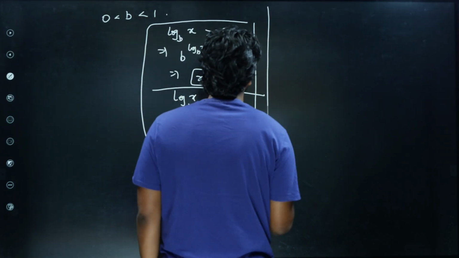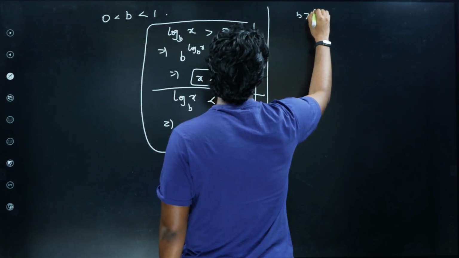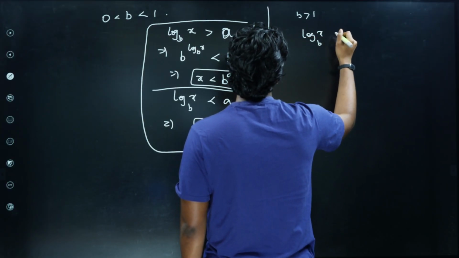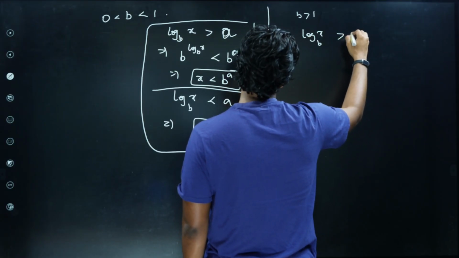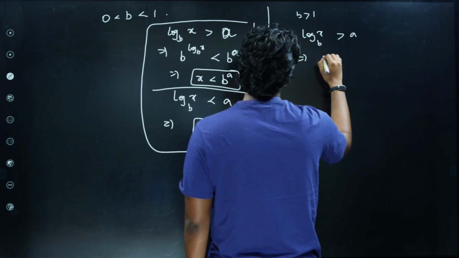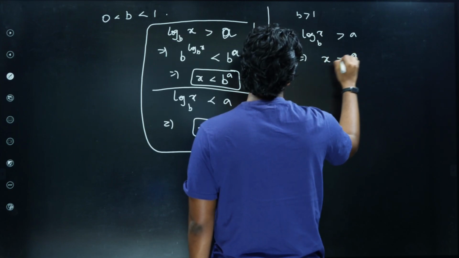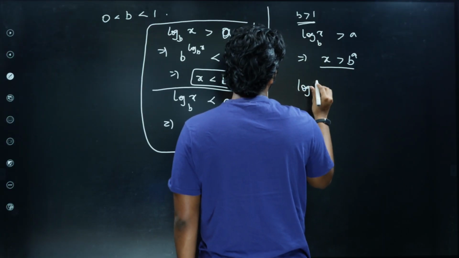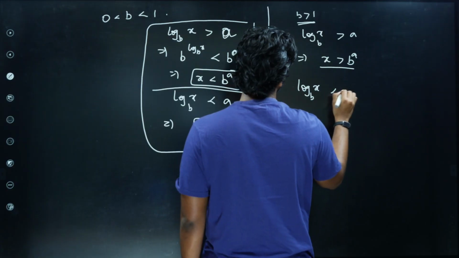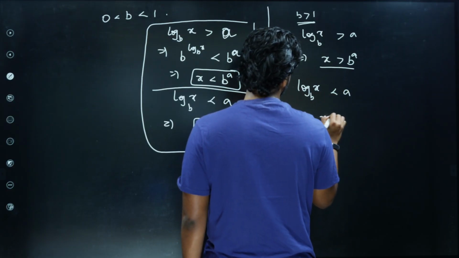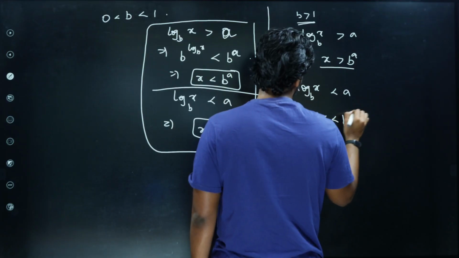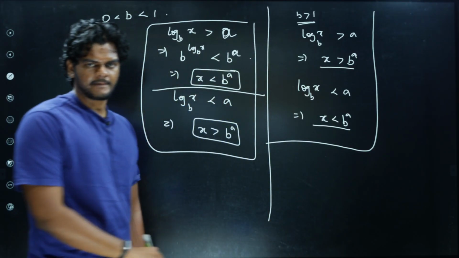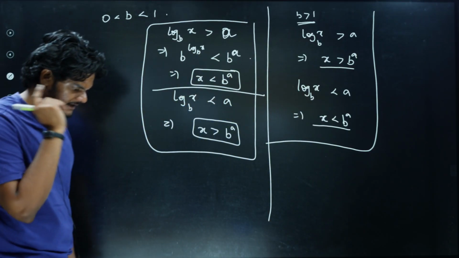I'll also write the generalized version of b greater than 1. If b is greater than 1, then log of x base b greater than a would imply x is greater than b power a, because b is greater than 1, really important to note. And log of x base b less than a would imply x is less than b power a. That's also to be noted. Is that understood? These inequalities are really important.